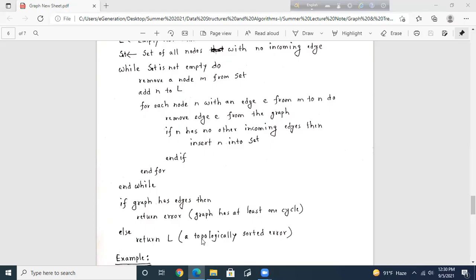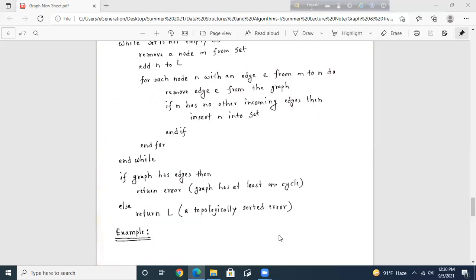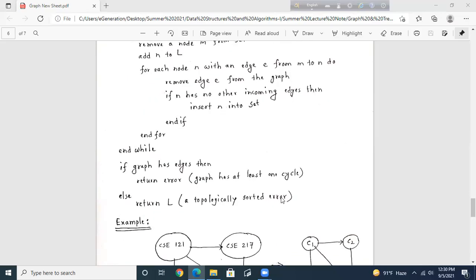Here, "a topologically sorted error" is wrong. It should be order. Mistakenly I have written error here. It should be order. Return L, a topologically sorted order.